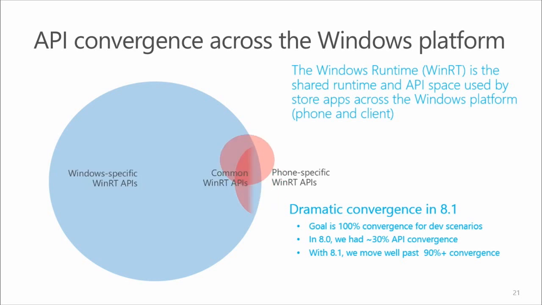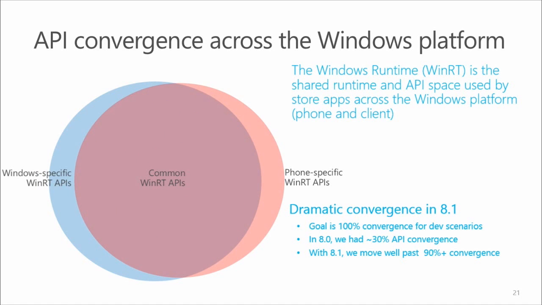But then, with this release, this is where we've come to. Over 90% of the APIs are exactly the same on big Windows and Windows Phone. Why is it not 100%? Well, there are a few little edge cases where there's some stuff that only makes sense on phone and some stuff that only makes sense on big Windows. And we recognize that the way you use these devices actually is a little bit different.